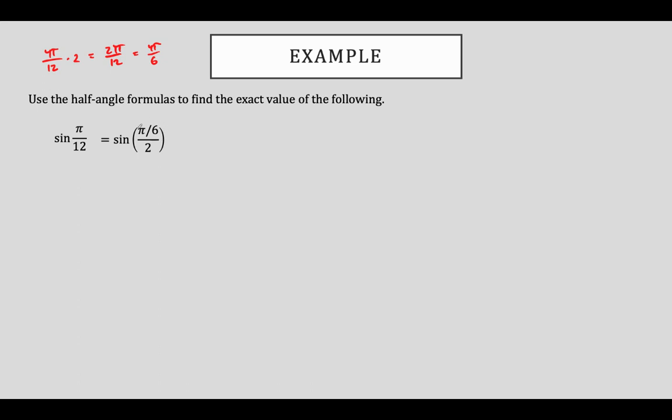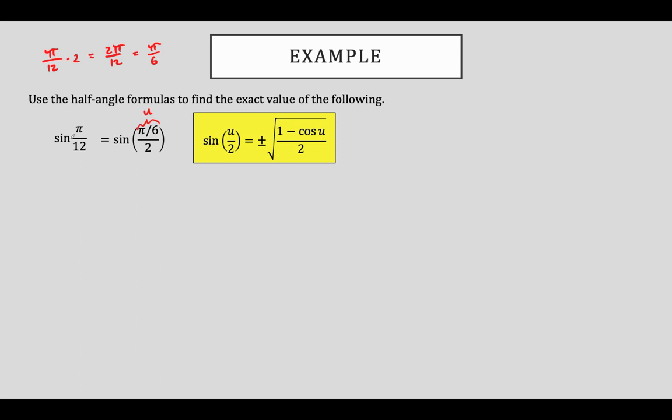And now that we have rewritten this in terms of an angle that we have on our unit circle, we can use our half angle formula for sine. Notice that when we plug in here, our u is just going to be replaced with pi over 6. So the sine of pi over 6 over 2 is equal to plus or minus the square root of (1 minus the cosine of pi over 6) divided by 2. Now the question is, do we want the positive or the negative solution? All right, should our answer be positive or negative?